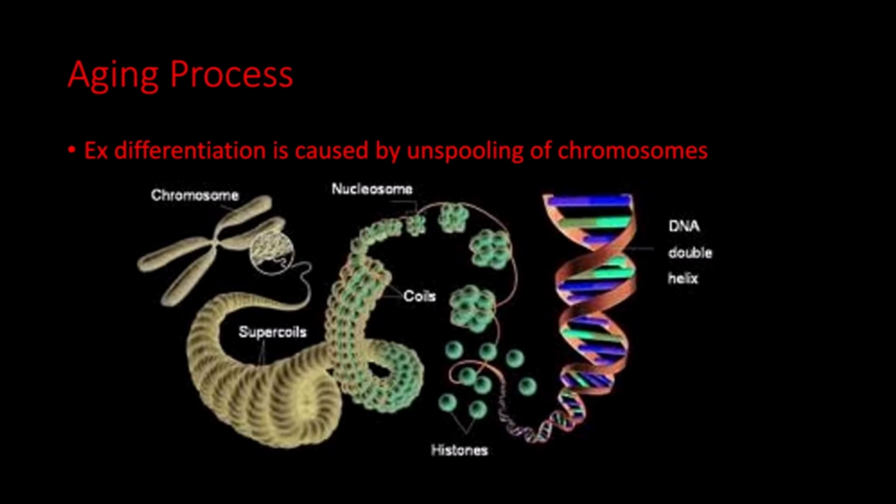So how is X differentiation actually caused? One portion of X differentiation is the idea of the unspooling of different chromosomes. So normally your DNA is compacted, as you can see here. You have a DNA double helix, and this DNA is wrapped around proteins called histones, which help to compact them into coils and supercoils, and ultimately they're packed into chromosomes.